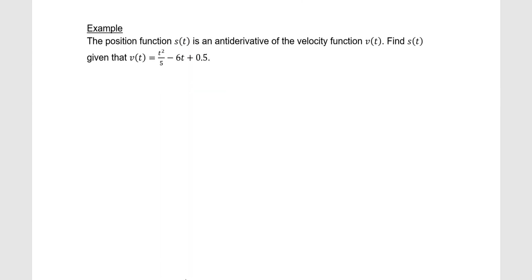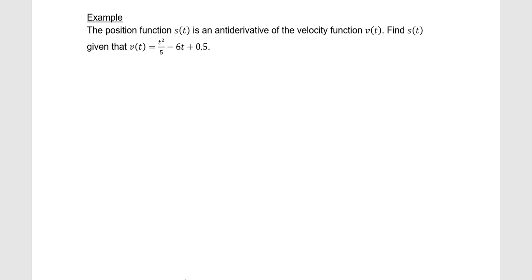Okay, one more example here. We have the position function s of t is the antiderivative of velocity v of t. We want to find the position function such that the velocity is t squared over 5 minus 6t plus 0.5. So we're going to know that the position function is the integral of this velocity function, t squared over 5 minus 6t plus 0.5. And our variable this time is t, so we put dt instead of dx.